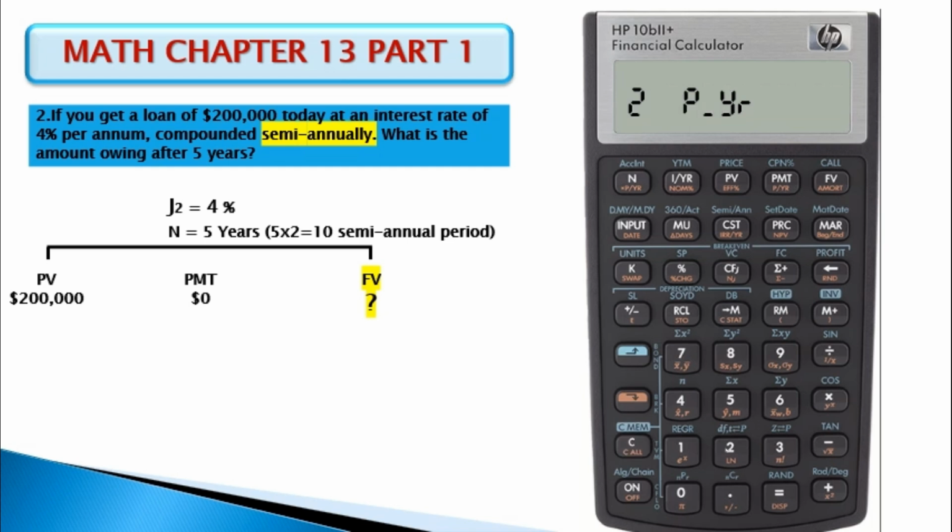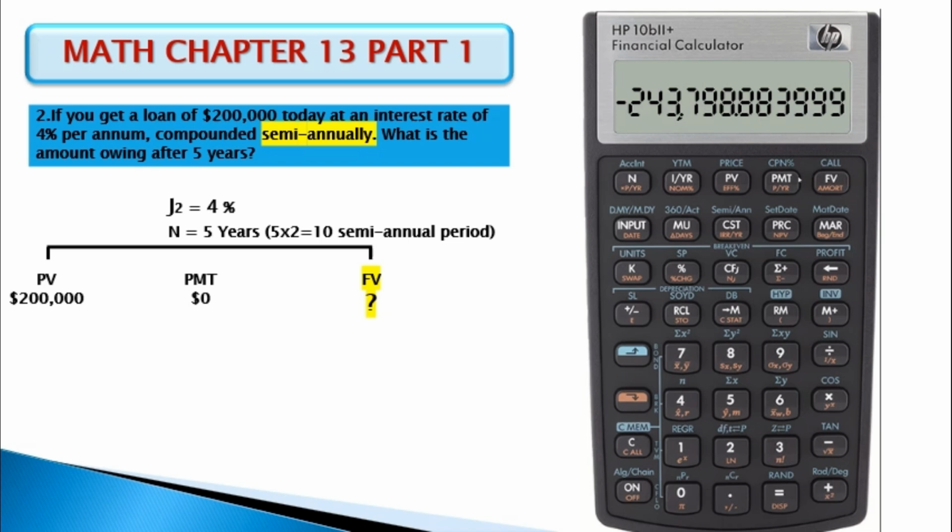Let me do this again for you. Clear all. 2 for the compounding period. 4 for the nominal interest rate. No more yellow buttons. Done. N, look at the diagram. N is 5 years, but semi-annual periods, that means N is 10. This is done. PV is 200,000. Payment amount 0, and FV is what we press. That's what we get.